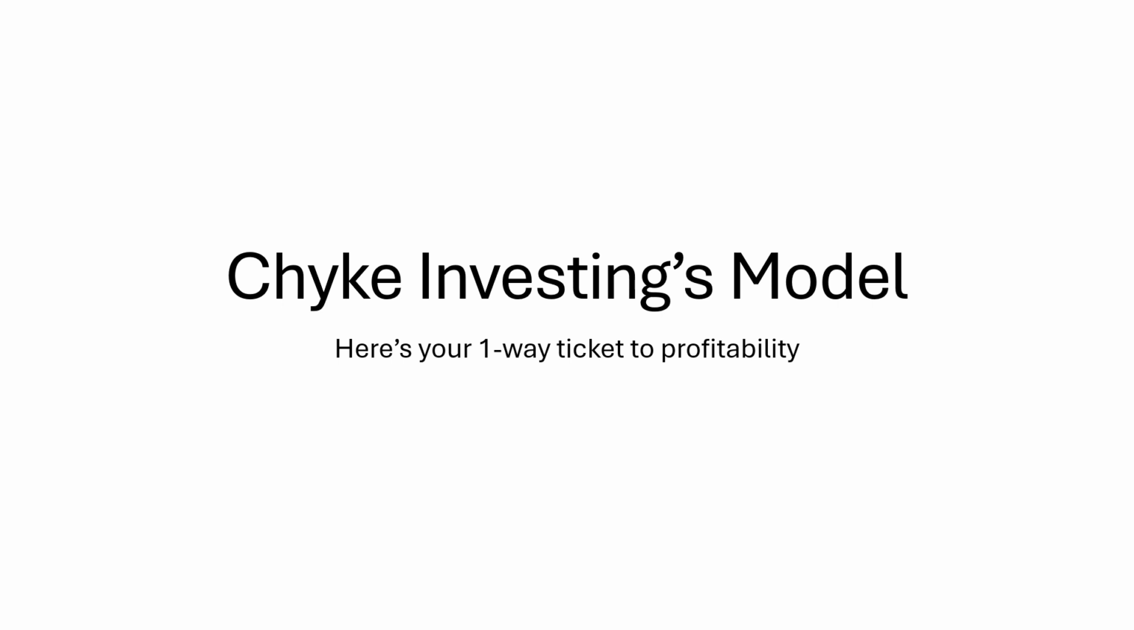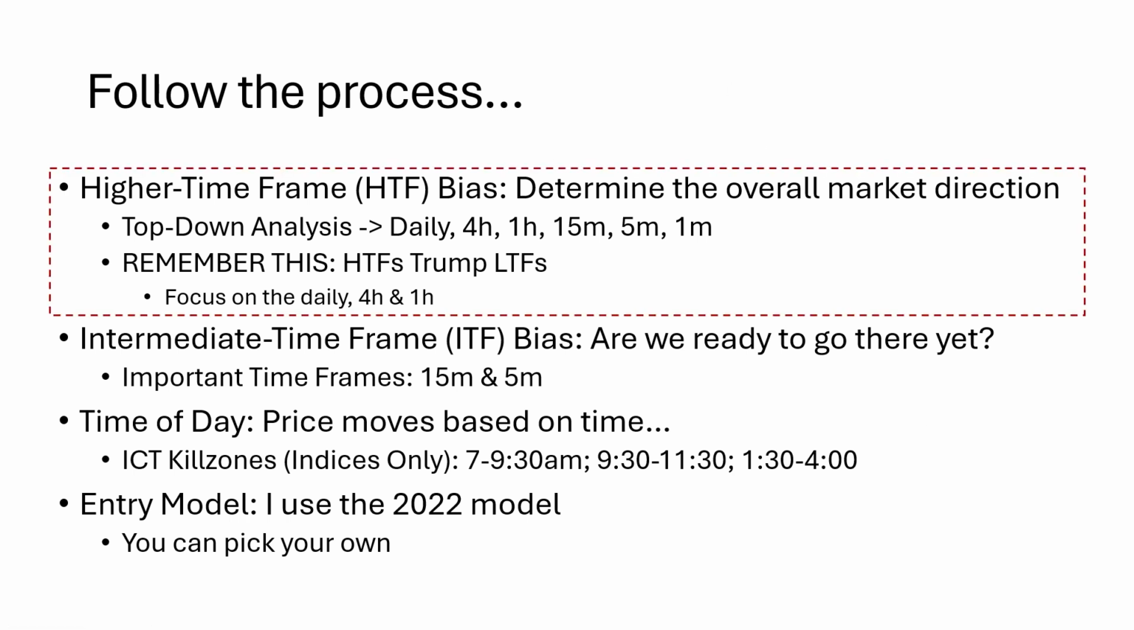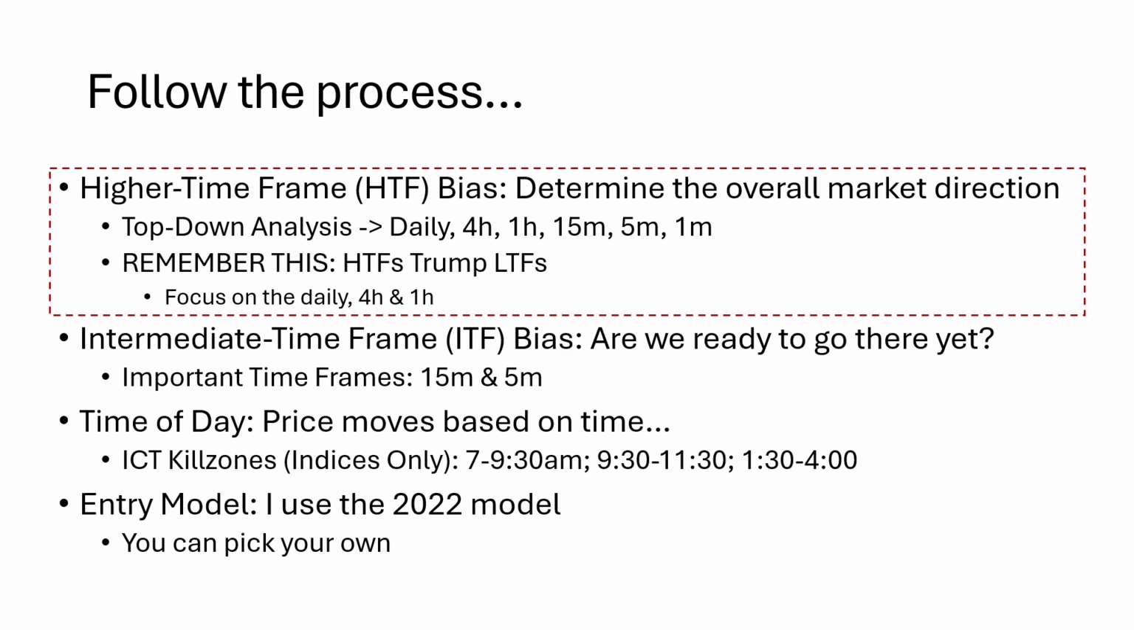Now, without further ado, let's get straight into it. So we're gonna walk through this process step by step. It's quite simple. This may look like a lot, but let me break it down. On the higher time frame, the first thing you want to do is establish your bias. What does this mean? Determine the overall market direction. Where do you believe that price is going to go for the day, for the next 4 hours, for the next hour, right? So you need to understand where the overall market is headed. That will dictate what happens on a lower time frame.